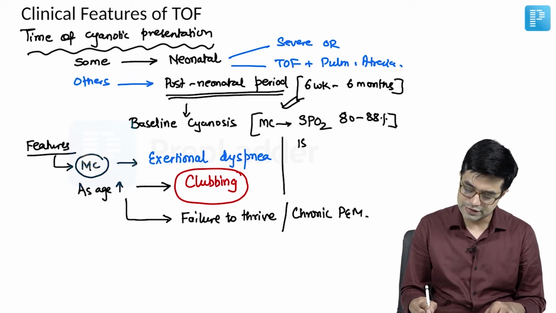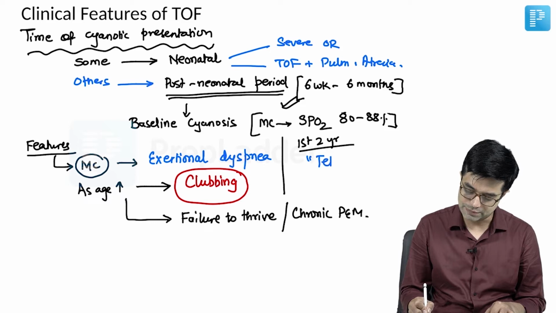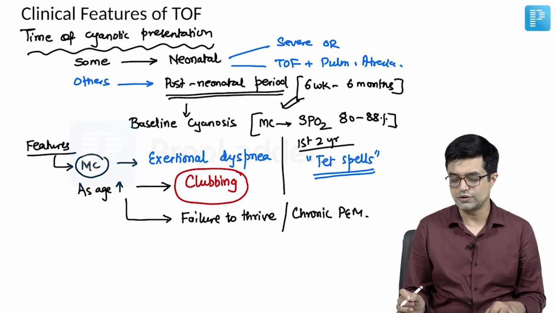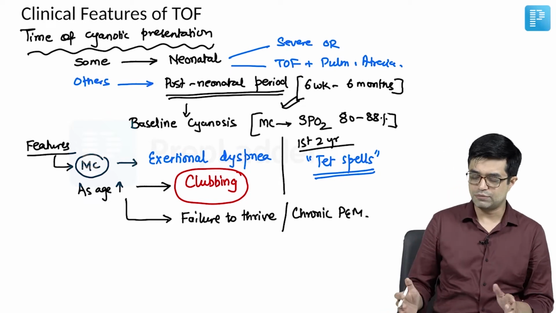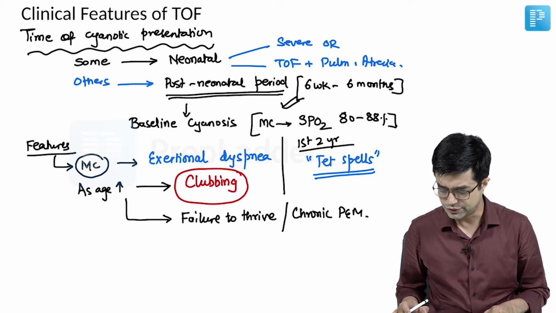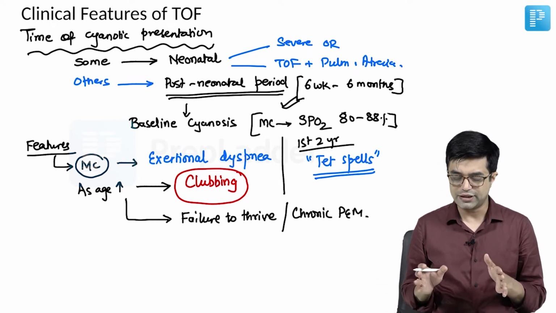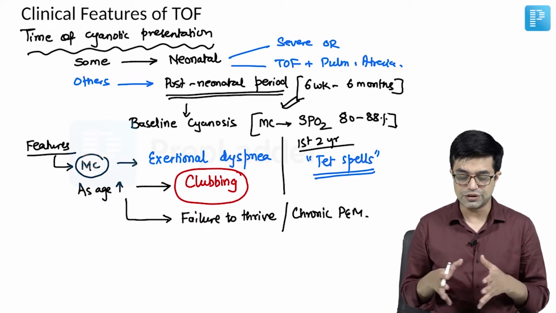And in the first 2 years of life, there will be acute complication, the typical so-called TET spells, where there will be sudden increase in the cyanosis of the patients. So, TET spell, more details I have discussed in complication because it is actually a complication. So, I will be talking about TET spell separately. So, these are the cyanotic presentations that you need to, these are the features that you need to know.